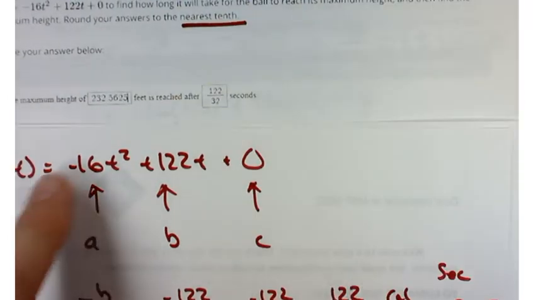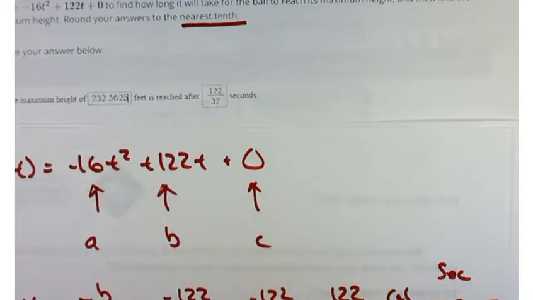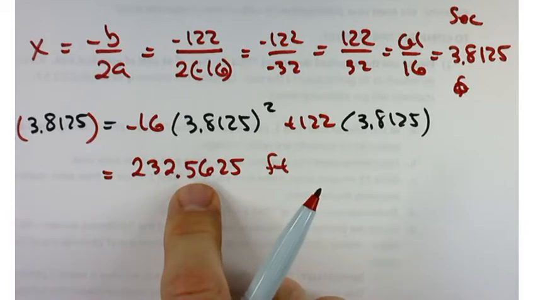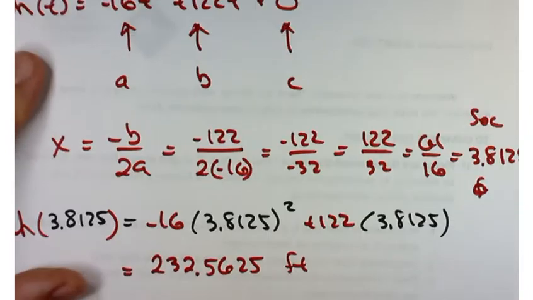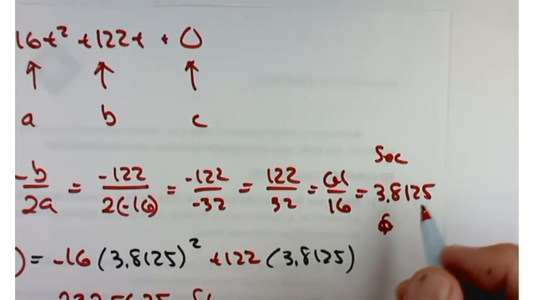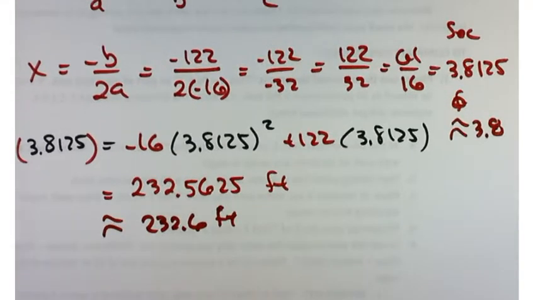So you should be inputting in the maximum height is 232 point. Well, if I round this to the nearest tenth, is that going to be 5 or 6 there? 6. So approximately 232.6. And of course, it fills in the feet for you. And then to the nearest seconds, that's approximately 3.8. So be careful. As I was doing some of the homework, I got dinged on that. I'm like, oh, are you kidding me? But whatever. It's asking for the nearest tenth. Give it to the nearest tenth. Everyone will be happy.